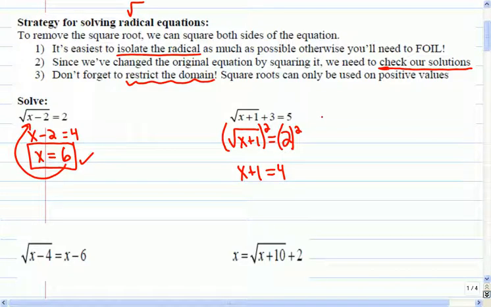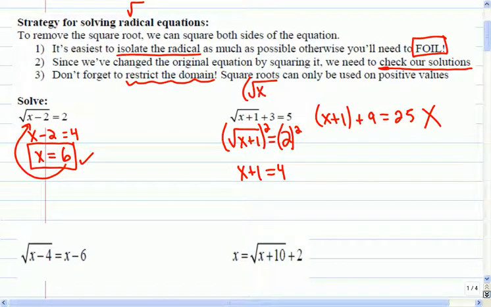It is not the same thing either, by the way, as going x plus 1 plus 9 equals 25. That does not work because FOIL means you have to go root x plus 1 plus 3, root x plus 1 plus 3. So it's going to be this one times that one, and we distribute all the different terms. So there's a lot of extra multiplication that happens in there if you don't collect them up and isolate the square root.